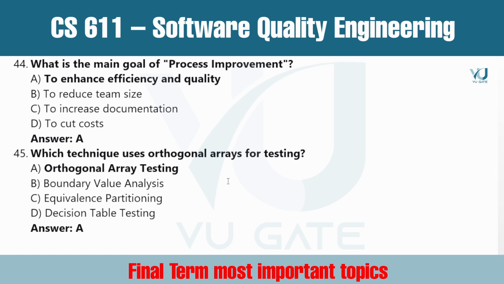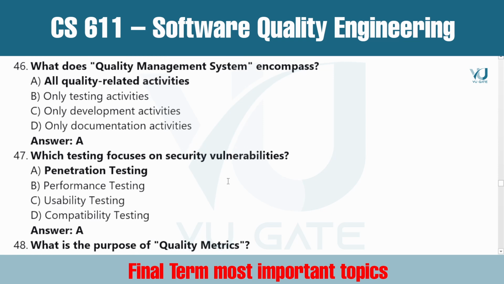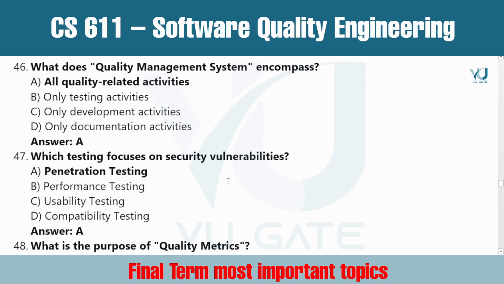Question 45. Which technique uses orthogonal arrays for testing? The correct answer is option A, orthogonal array testing. Question 46. What does quality management system encompass? The correct answer is option A, all quality-related activities. Question 47. Which testing focuses on security vulnerabilities? The correct answer is option A, penetration testing.